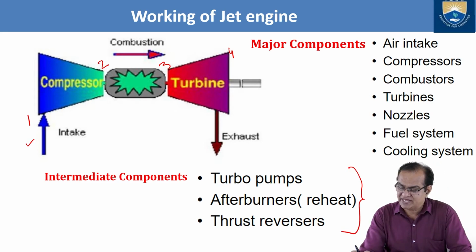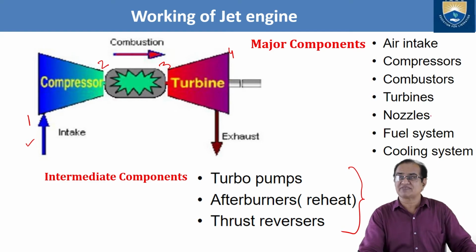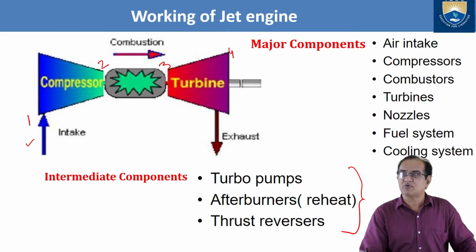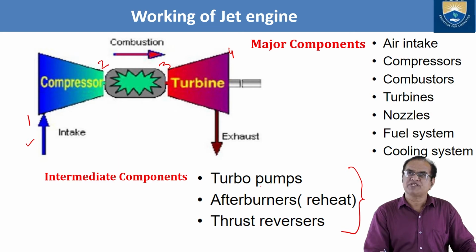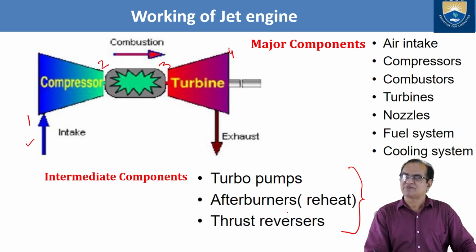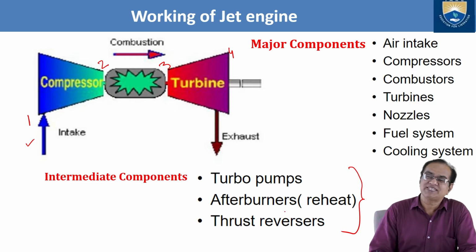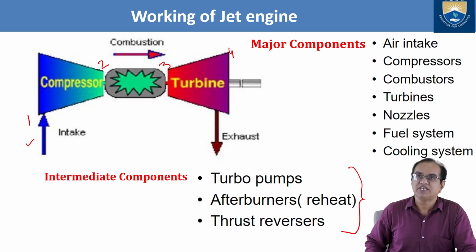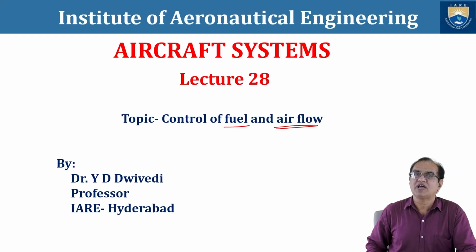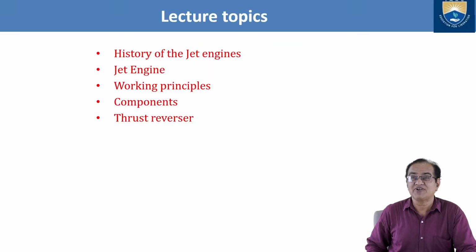The air intake, compressor, combustor, turbine, nozzle, and fuel system I have already explained in my previous class. But the fuel system, cooling system, turbo pumps, afterburners, reheat, and thrust reversers I will be explaining. So what is our topic? Our topic is control of fuel and air flow. So that is our topic.